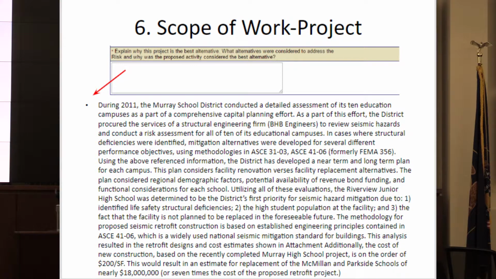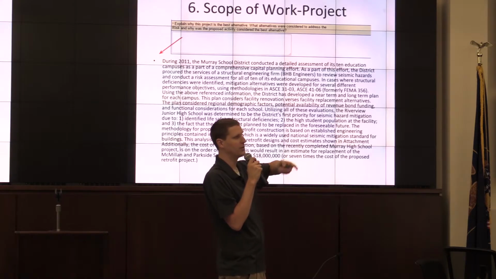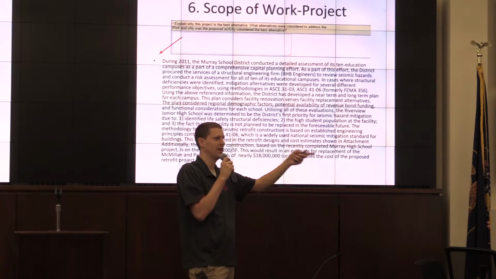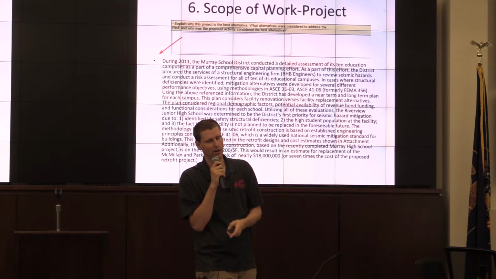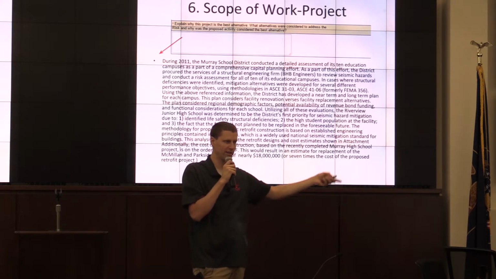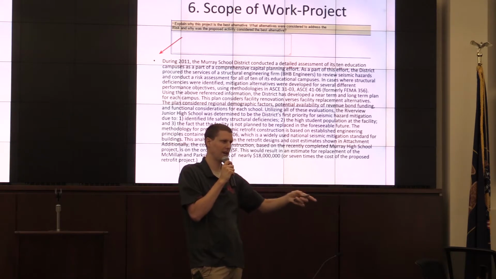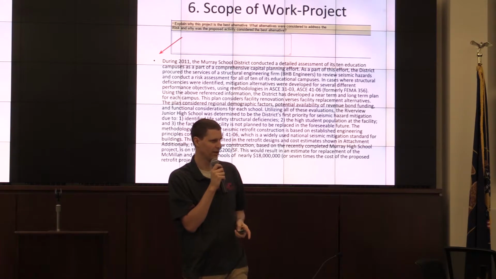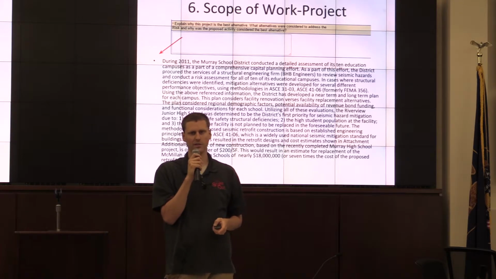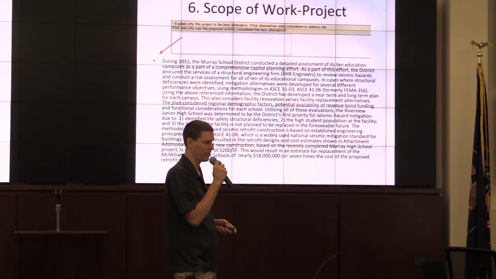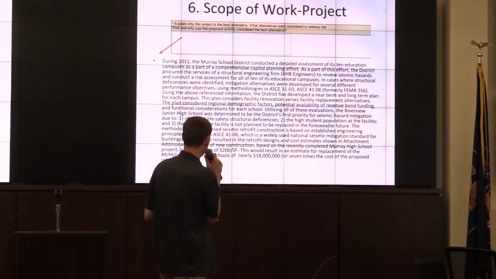Explain why this project is the best alternative. So this one sometimes people struggle with. You need to tell FEMA that there were alternatives and this was the best option. And one of those can be do nothing. If we do nothing, these are the consequences. This is why we should do this. Or we thought about this option, but we didn't choose it because of this. So come up with alternatives and why your project was the best alternative.